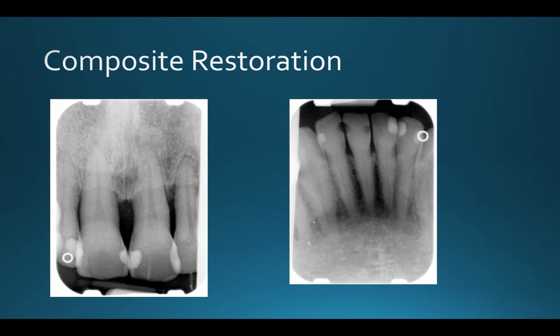They're also usually, if you're finding a restoration on an anterior tooth, we can probably assume that it's composite, because who wants to have a big amalgam restoration on tooth number 8 or tooth number 9? So usually if you see something on the anterior, you can safely assume that it's going to be composite.